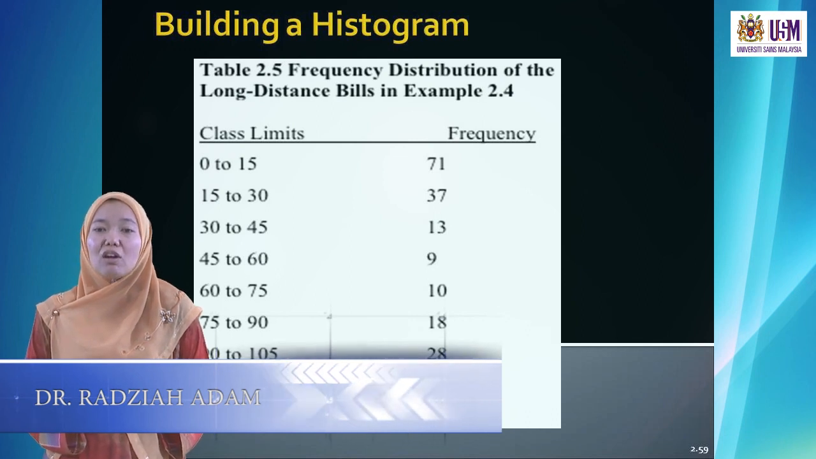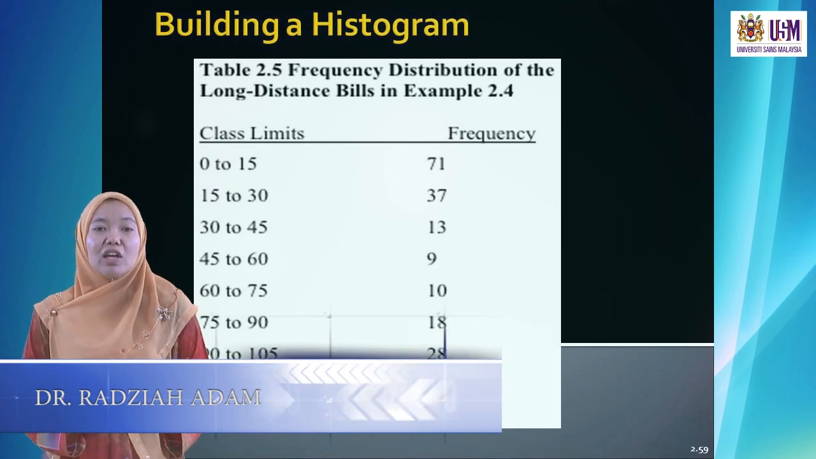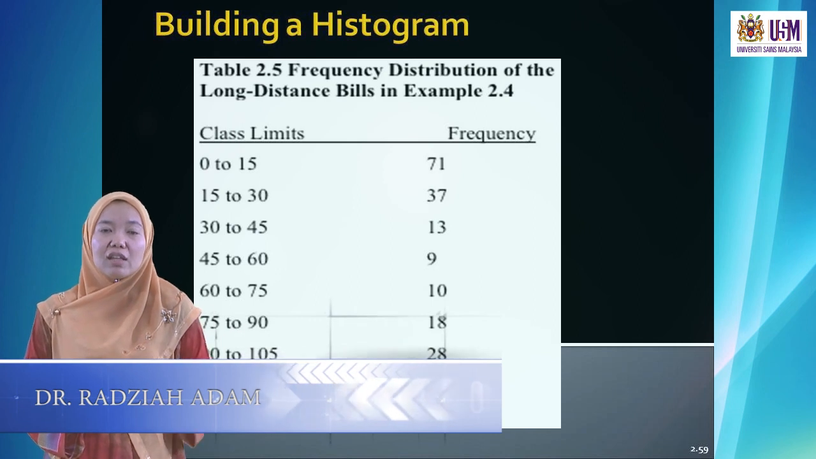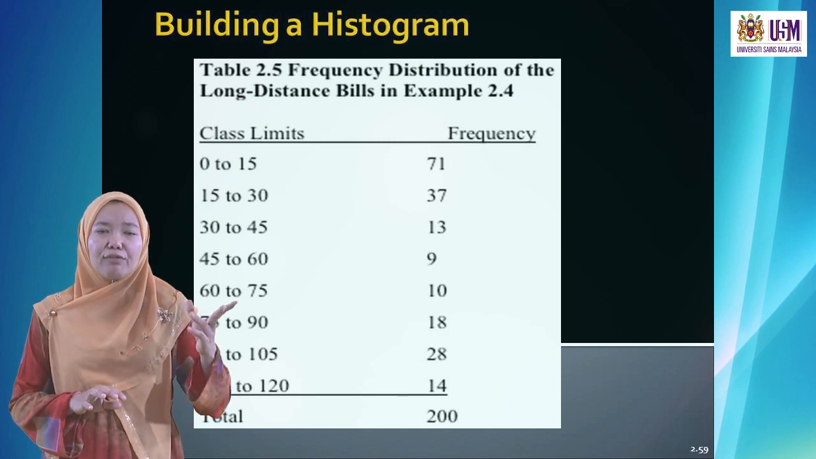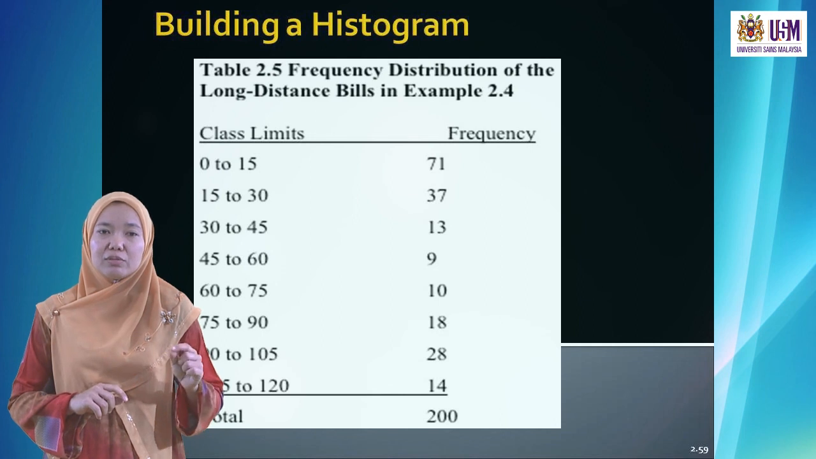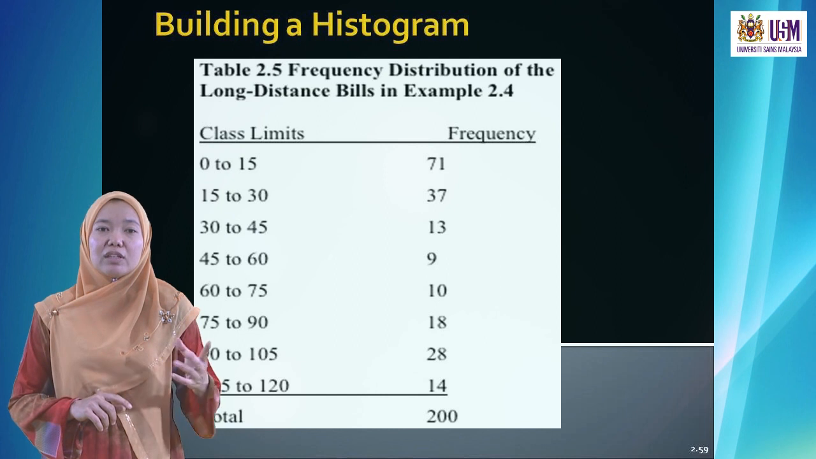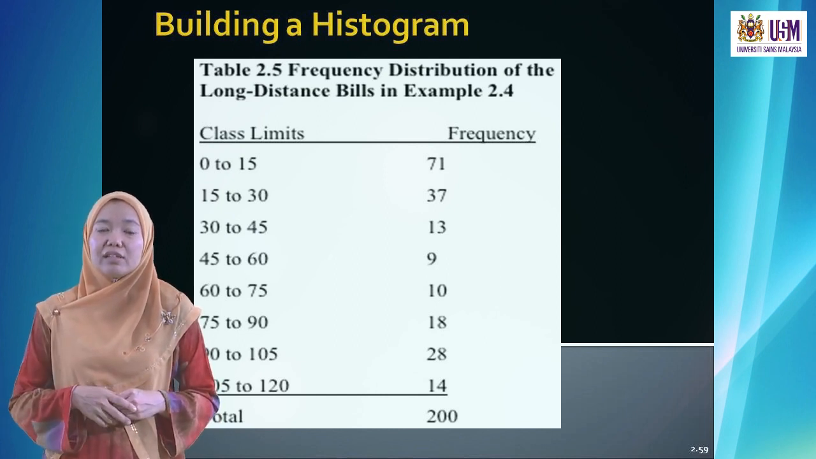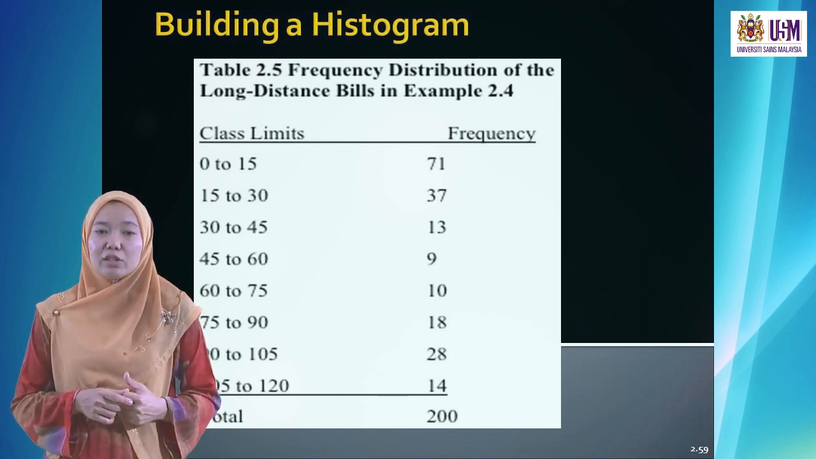You have a total of 200 observations, those people whose telephone bills you actually observe. The first group, those telephone bills between 0 and 15, has 71 people. Then for 15 to 30, you need to count those bills between 15 and 30, and you get 37. Then you count those bills between 30 and 45 US dollars, and you get 13. You do the rest until the last group, from 105 to 120 US dollars, which has 14 people.